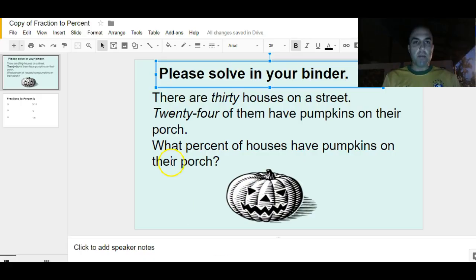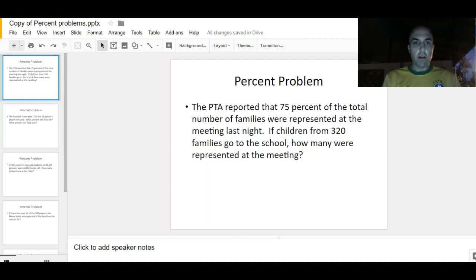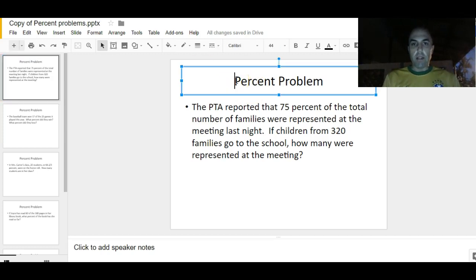A different percent problem might involve us knowing a different part of the problem. So take a look at this one. The PTA reported that 75% of the total number of families were represented at the meeting last night. If children from 320 families go to the school, how many were represented at the meeting? Now in this case, you know the percent and you know the whole. What you're missing is the part. How many families were represented?